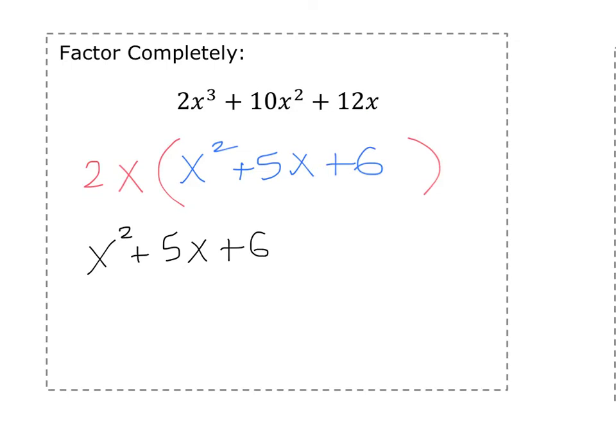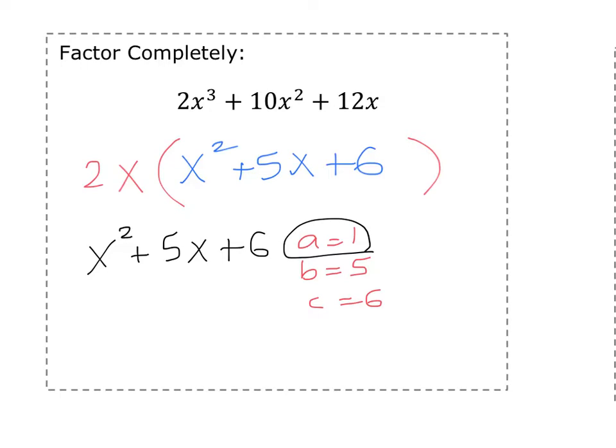Now, let's look at A, B, and C in each one of those. So A is 1, B is 5, and C is 6. Since A is 1, then this should be an easy factoring problem for me. I should be able to do this mentally.